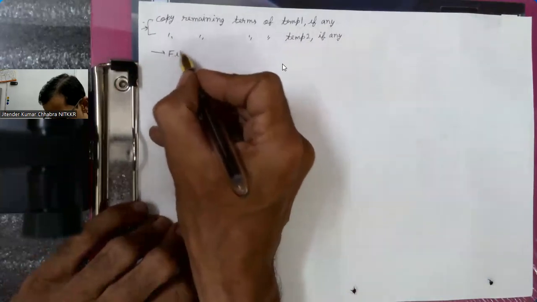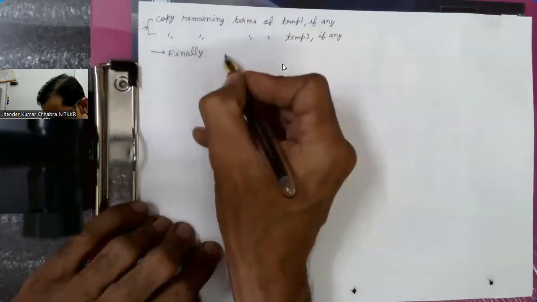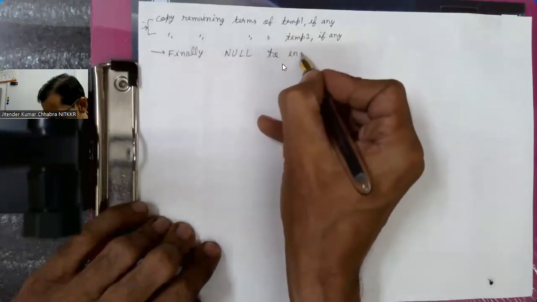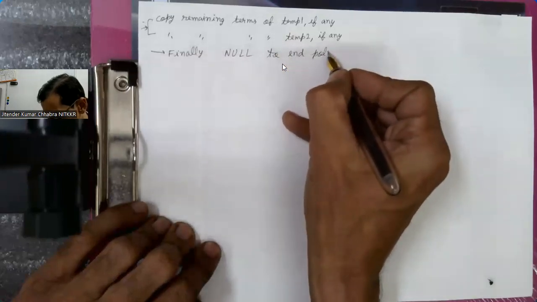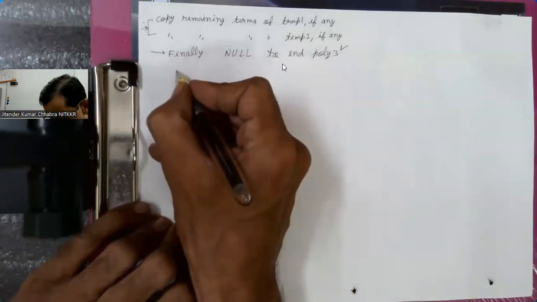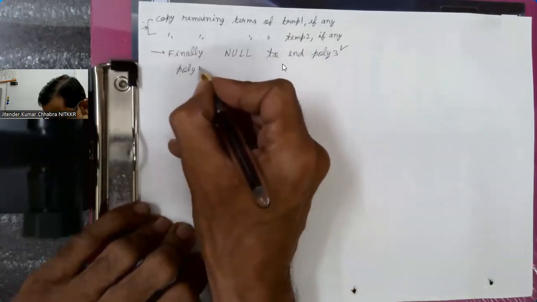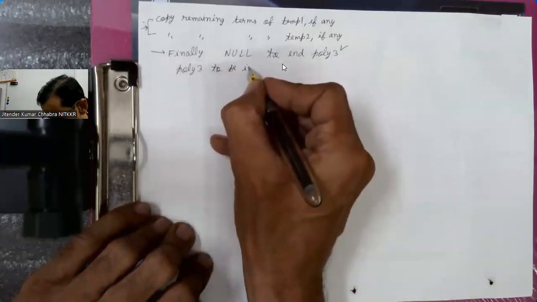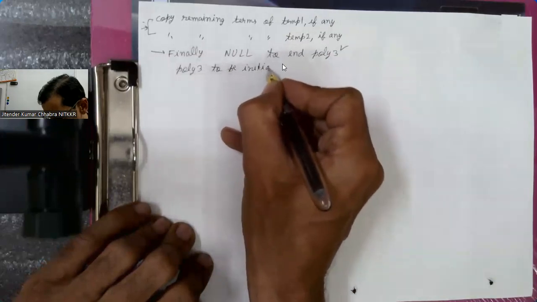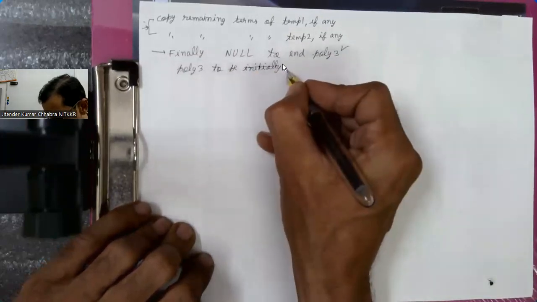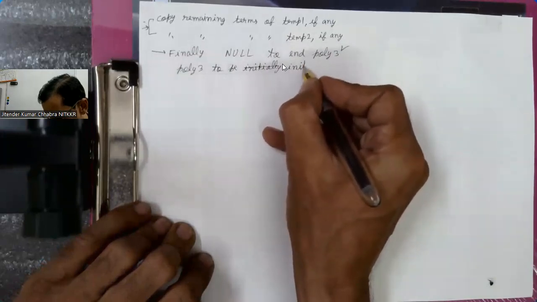Finally, don't forget to make the null pointer to end the polynomial 3. So that also you have to ensure. Not only that, poly 3 has to be initialized to the first term, that we have not done. So whenever the first term gets created, that time I must be able to initialize poly 3.